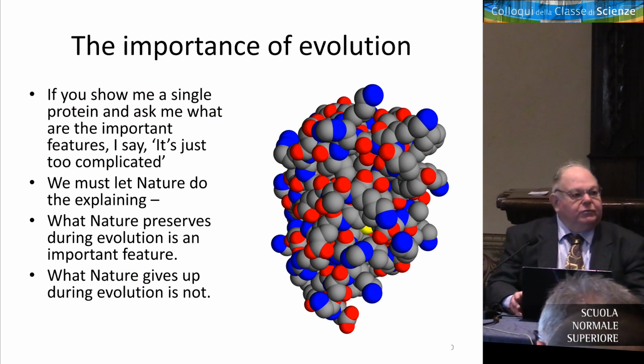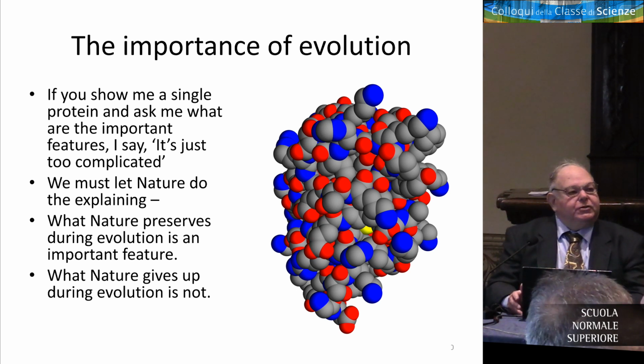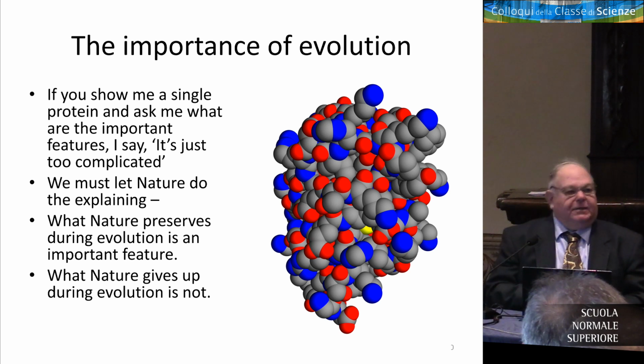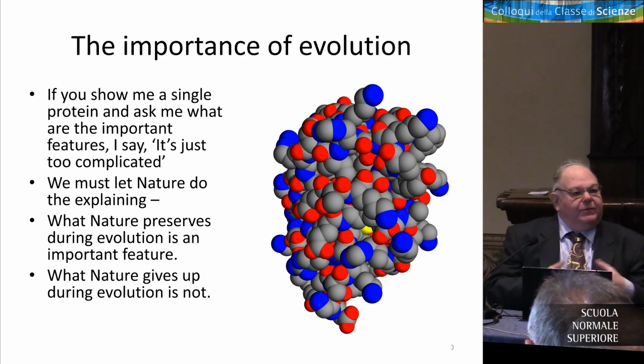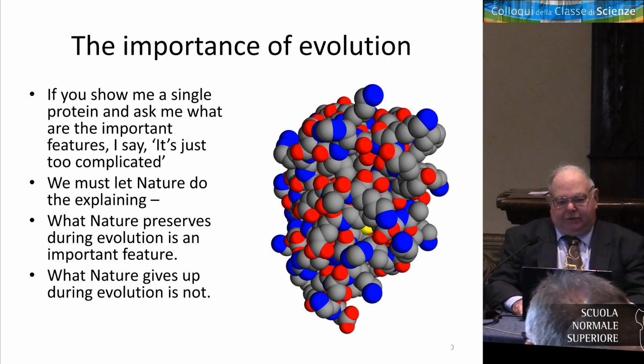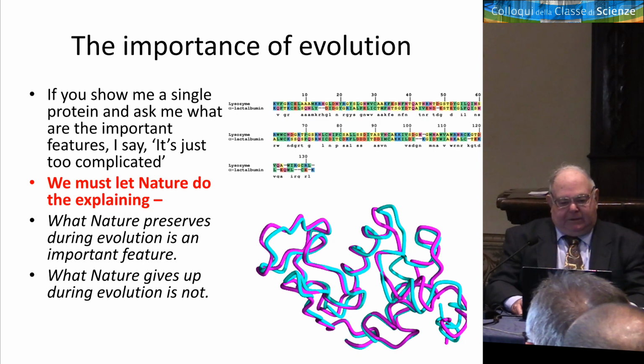Evolution is the clue to figuring out what's going on here. Because if you were to just show me a single protein and ask me what are the essential features, I have no idea. It's just too complicated. We let nature do the work for us. We look at proteins evolving, and we say, well, what nature has elected to retain, that's an important feature. What nature has thrown away, that's not an important feature. And that way we can try to answer such questions. Here is an example of 2 related proteins.